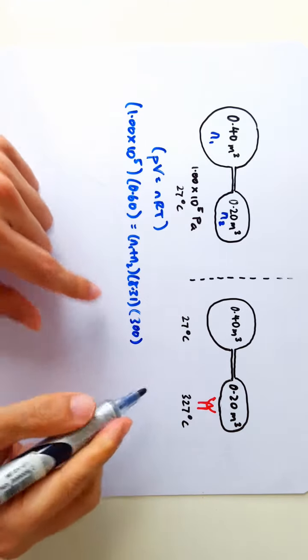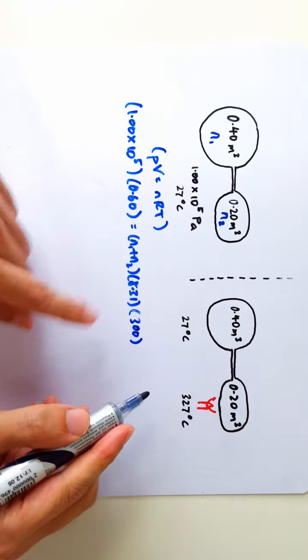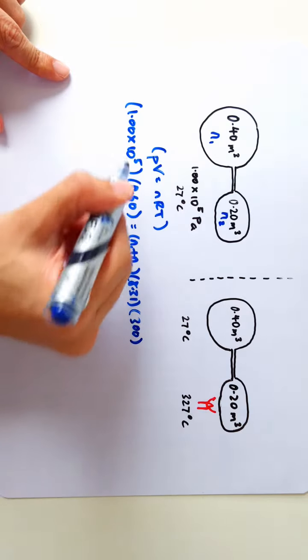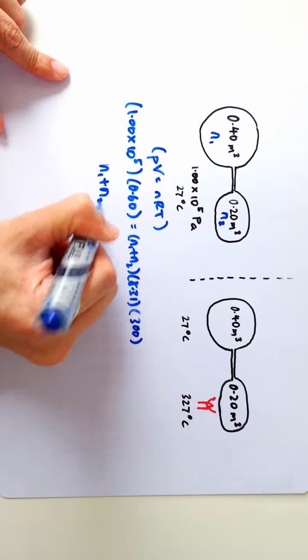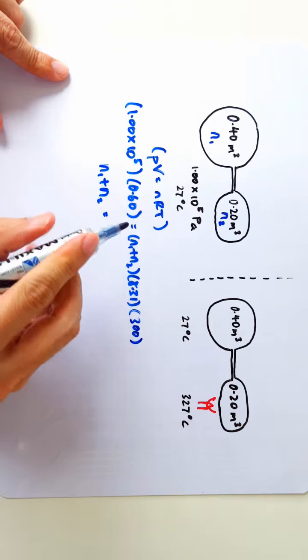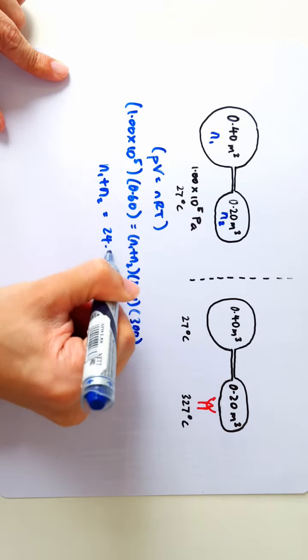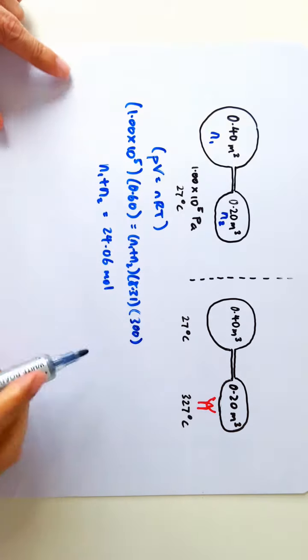It's actually 300.15, but it doesn't make much of a difference. So for N1 plus N2, we know the total amount of gas is actually 24.06 moles.